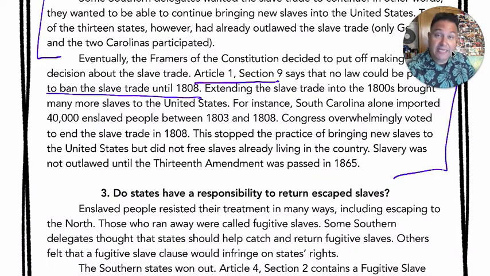Extending the slave trade into the 1800s brought many more slaves to the United States. For instance, South Carolina alone imported 40,000 enslaved people between 1803 and 1808. Because they knew that once 1808 happened, it could be turned off, which it was. Congress overwhelmingly voted to end the slave trade in 1808. This stopped the practice of bringing new slaves to the United States, but did not free slaves already living in the country.